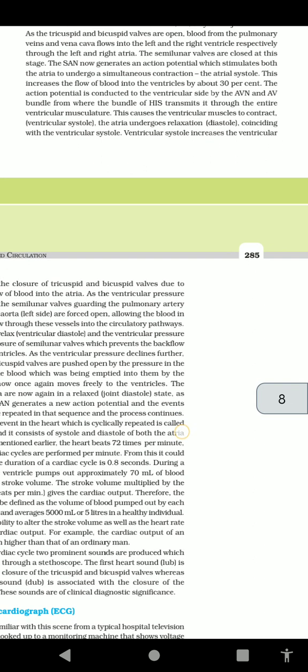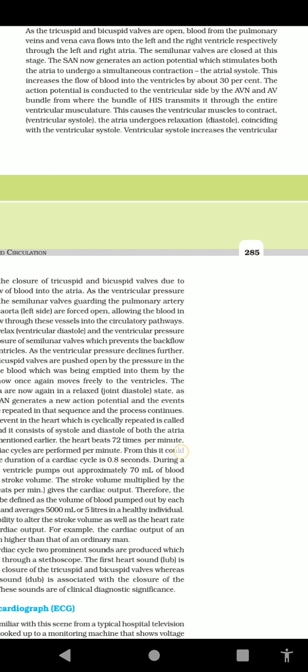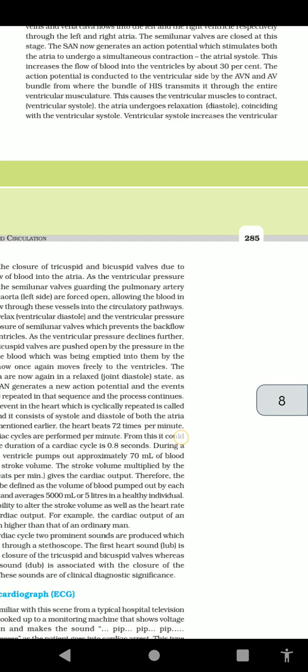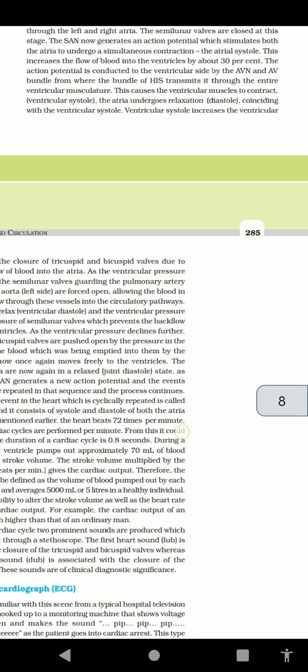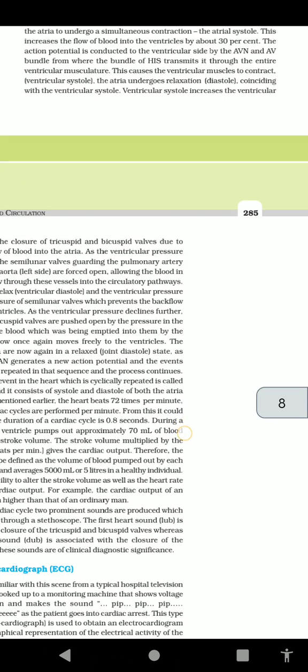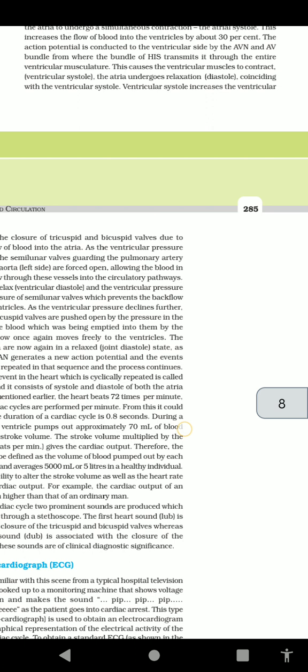The sinoatrial node now generates an action potential which stimulates both the atria to undergo contraction. This is the atrial systole, which increases the flow of blood into the ventricles by about 30%. The action potential is conducted to the ventricular side by the AV node and the AV bundle, from where the bundle of His transmits it to the entire ventricular musculature. This causes ventricular muscle contraction.